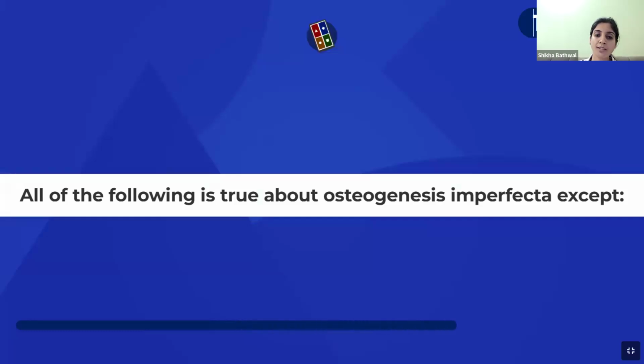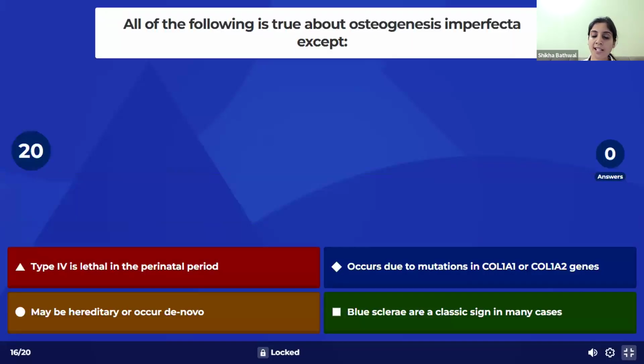All of the following is true about osteogenesis imperfecta except type 4 is lethal in the perinatal period. It occurs due to mutation in COL1A1 or COL1A2 genes. It may be hereditary or occur de novo. Blue sclera are a classic sign in many cases.